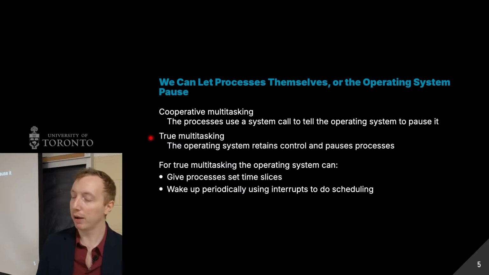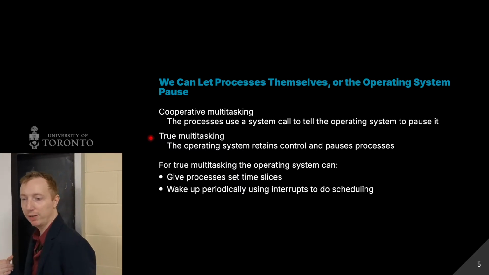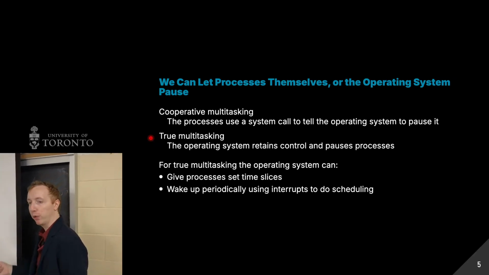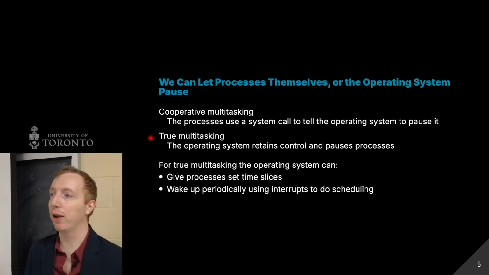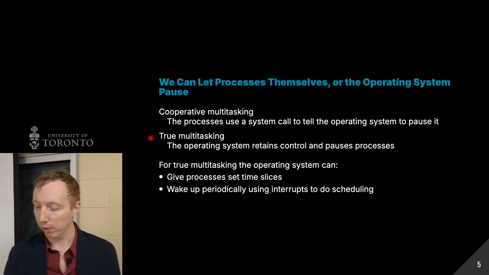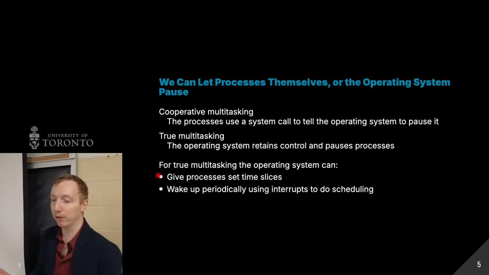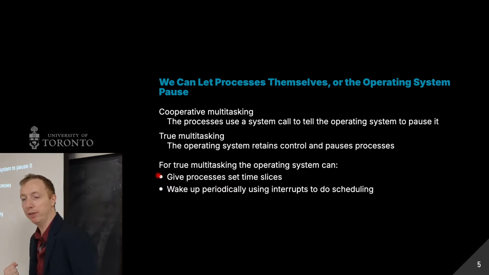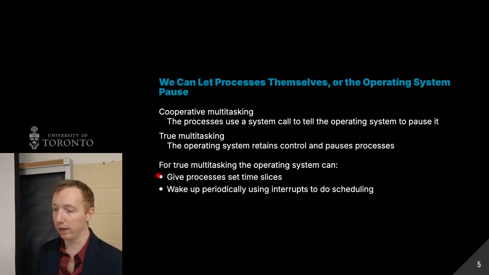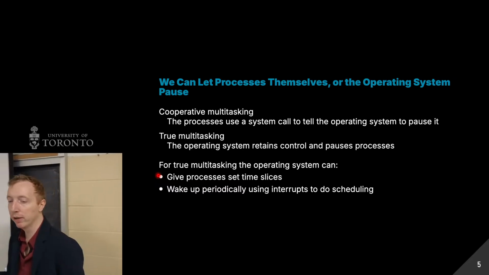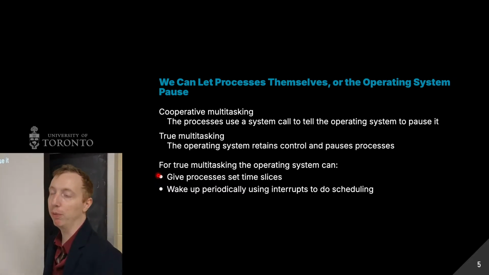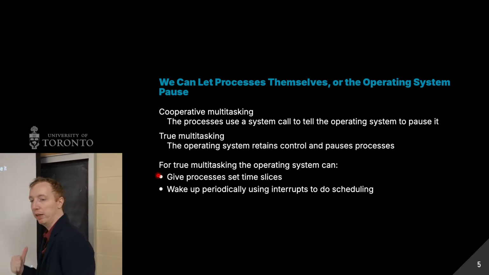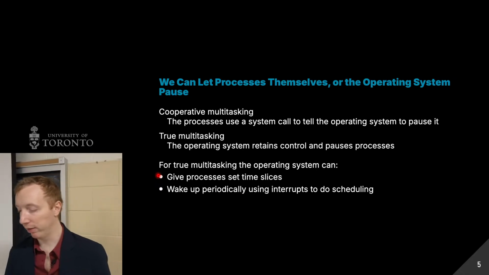Most general purpose operating systems have something called true multitasking, where the operating system, specifically the kernel, retains control and will pause the processes without them having to opt into it. So to do this for true multitasking, the operating system can give a process a set time slice and be like, hey, you can execute for 100 milliseconds, and then you're done, and we have to go to the back of the line. Or it can maintain control by just waking up periodically using interrupts, and then use that to do the scheduling, kick out a process if it thinks that, hey, it should be kicked out.